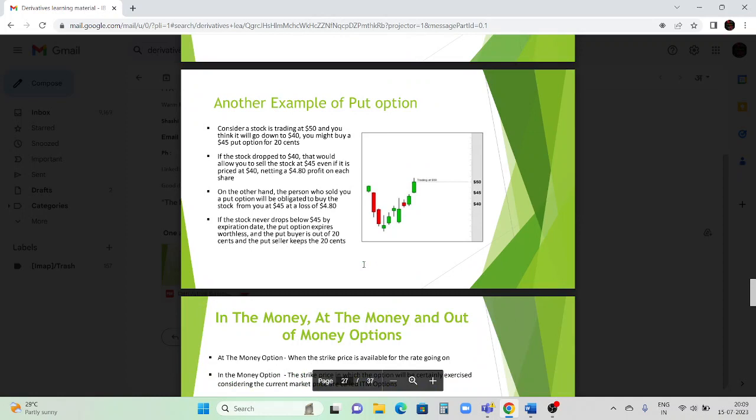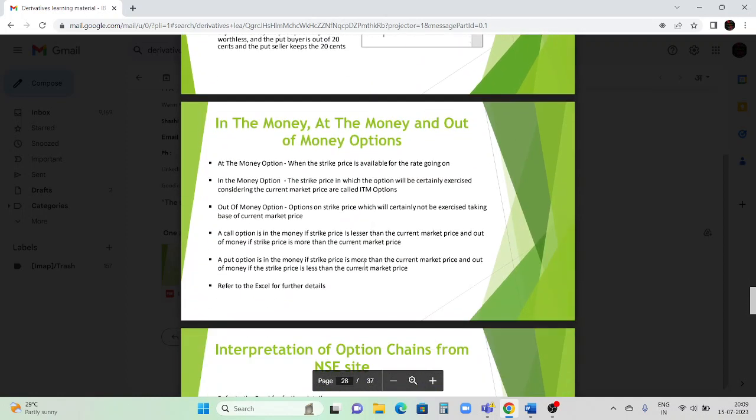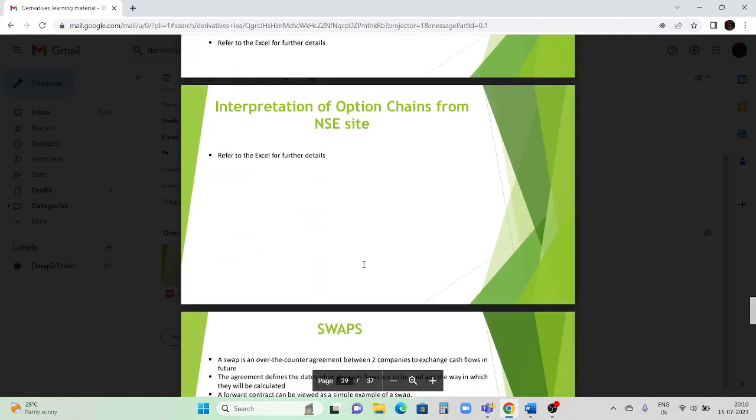which comes in the IB domain or investment banking domain: in the money, at the money, and out of the money options. At the money option, when the strike price is equal to the rate going on. In the money option, the strike price at which the option will certainly be exercised, considering the current market price, called ITM options. Out of the money option, an option on a strike price which will certainly not be exercised, based on the current market price. A call option is in the money if the strike price is lesser than the current market price, and out of the money if the strike price is more than the current market price.